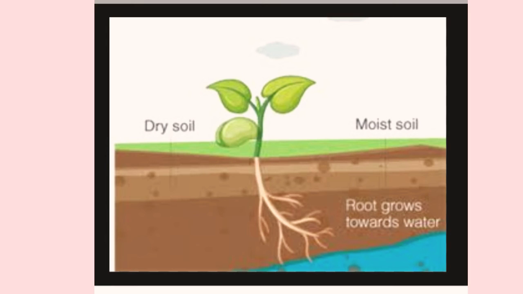Hydrotropism. Hydro means water and tropism means movement. Hence, the movement of any plant part towards water is called hydrotropism. As you can see in this picture, the roots are growing towards water. This is all about hydrotropism.